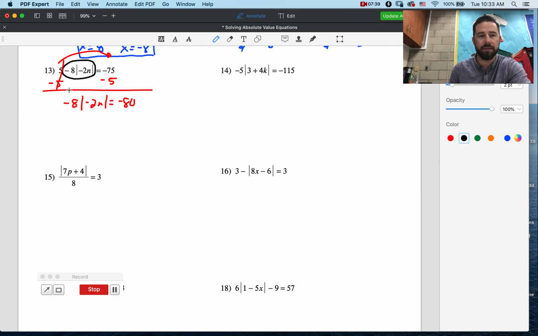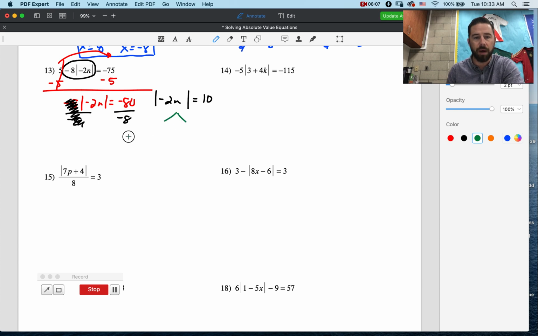And I said any time something's stuck to something else, it's just stuck, there's no plus or minus or anything in between, we have to divide by that to get rid of it. So that would be our next step. You'd have negative 2n inside your absolute value equals, what is this going to be, 10? Now the absolute value is by itself, he's totally by himself, so we can split him up.